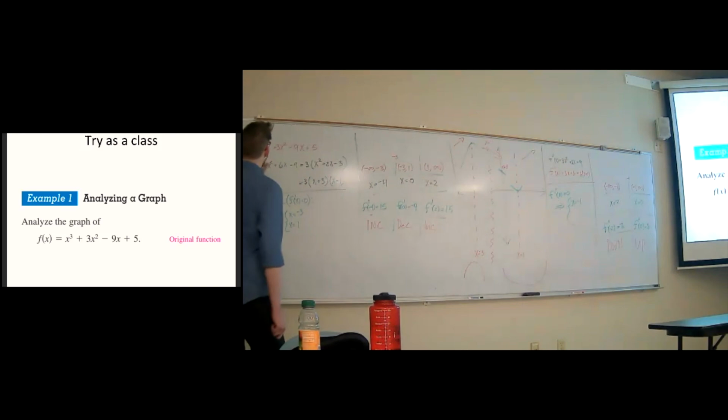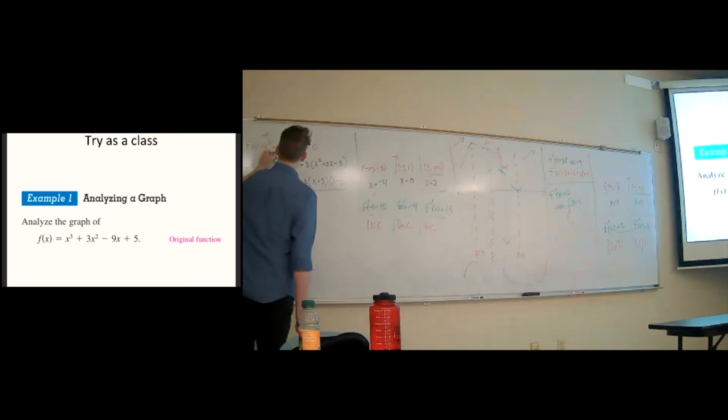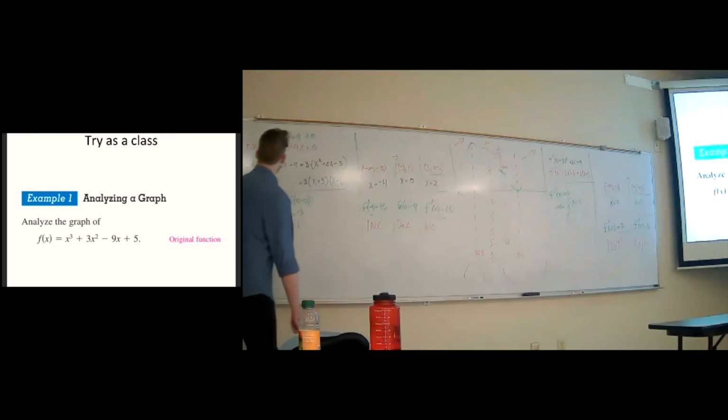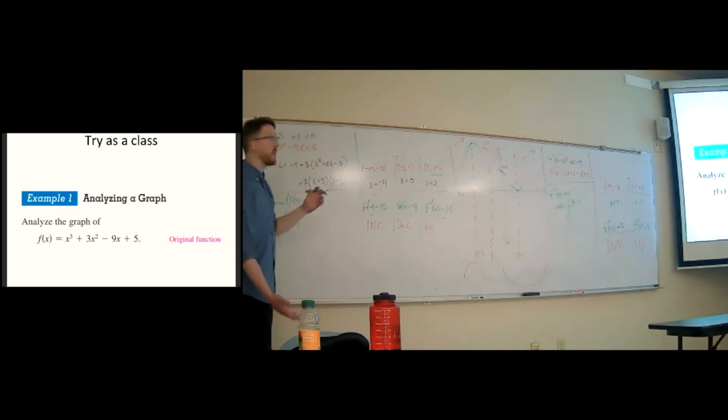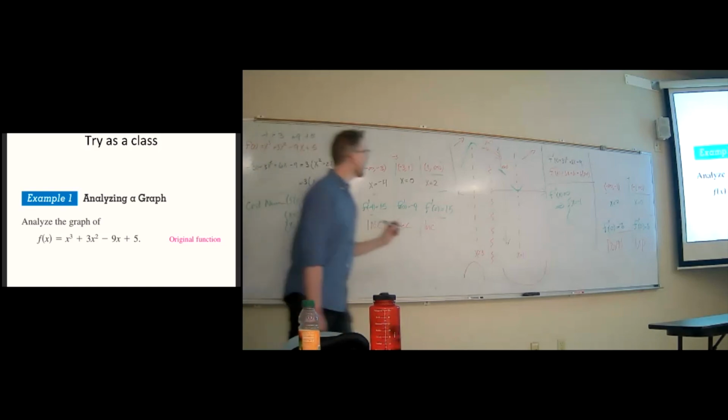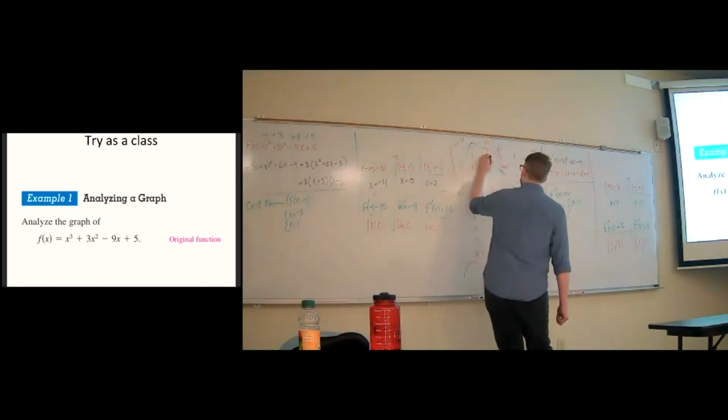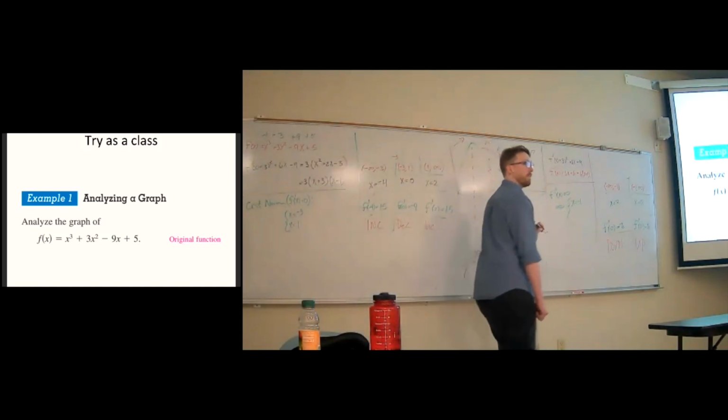Plugging in -1, we get -1. Plugging in 1, we're going to get 3 minus 9 times -1, which is going to be -9. So just add the 9 plus 5. This is going to come out to be 3 plus 9 is 12, plus 5, 17, minus 1 is 16. We're somewhere around here-ish, right?